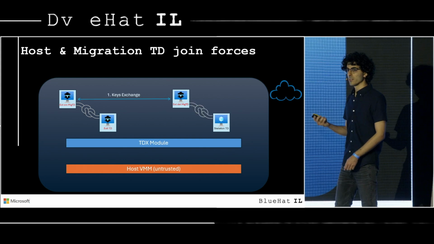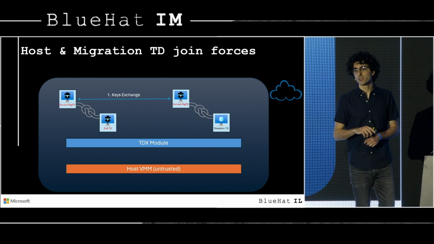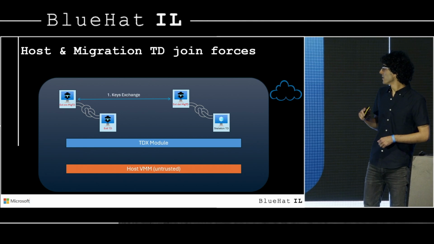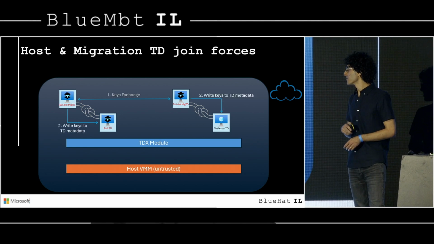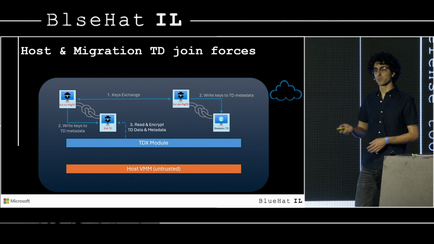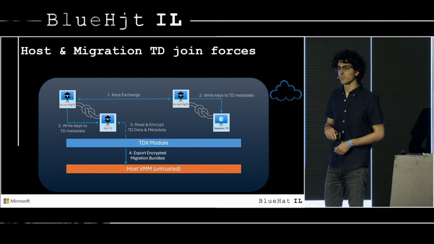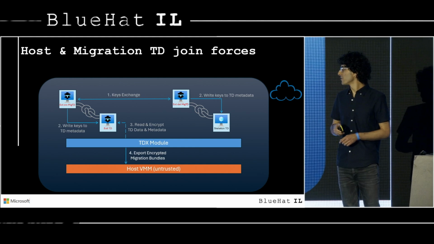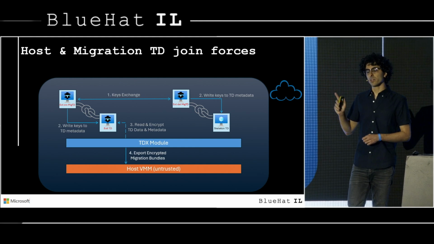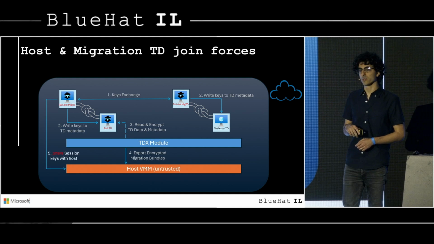Now the two migration TDs will communicate and exchange keys. They don't actually care about mutual authentication at this point. The two migration TDs will write those keys to the respective TD metadata. The module will create the encrypted migration bundles, just as before. The host will export those migration bundles. So far, pretty much normal, only now, since the migration TDs are controlled by the host, they also share the session keys with the host.